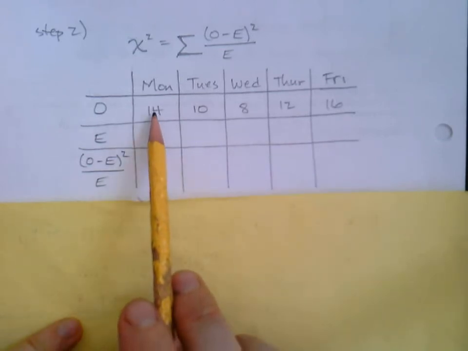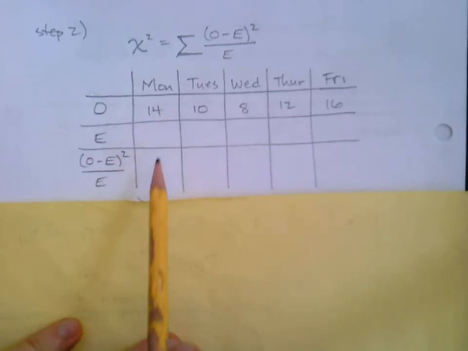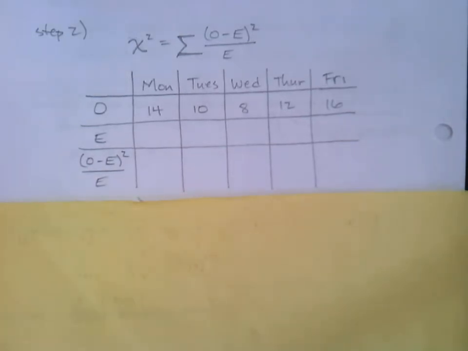Once we have the value for the observed and expected in each column, we're going to calculate observed minus expected squared divided by the expected. I've got my calculator ready right here. I'll give you a moment to draw that table for yourself. Maybe hit pause. I'm going to go on.